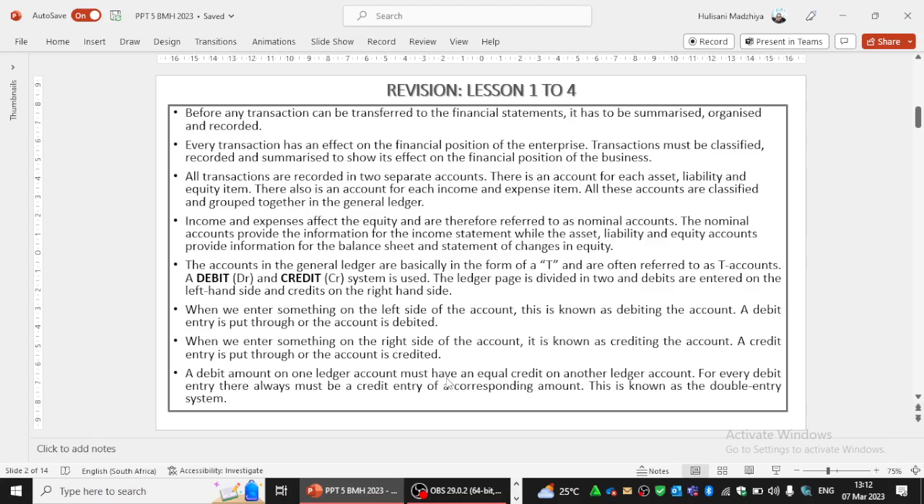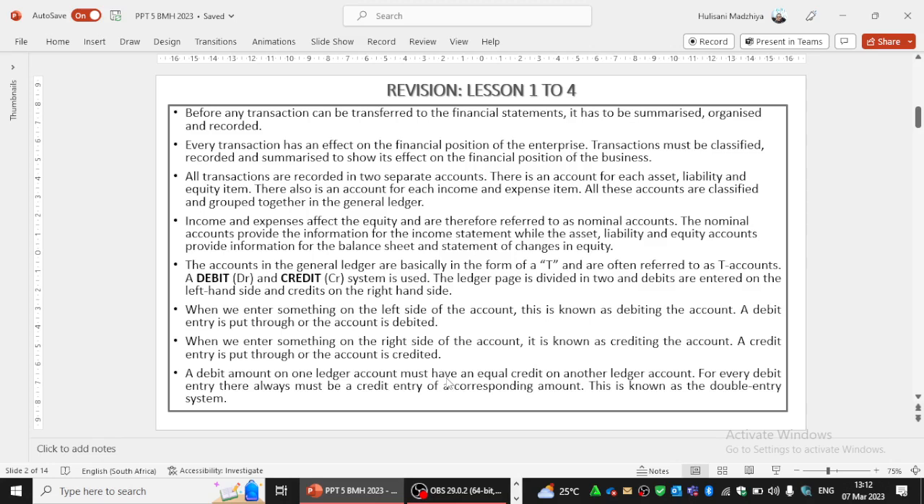So we mentioned that with this double entry system under the accounting equation, each and every account is going to be classified within the general ledger. We're going to create a general ledger for each and every account, and that general ledger is in a T form, with a debit and a credit side, where information for each transaction will be recorded on either the debit or the credit side.